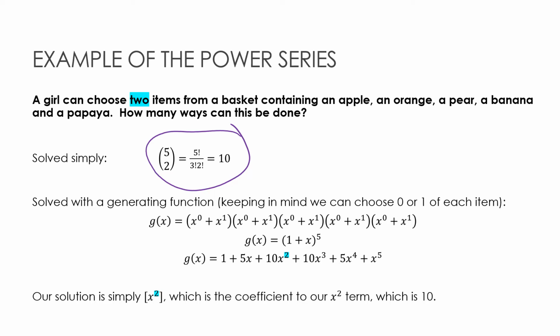So, solved simply, I've got 5 items to choose from. I'm choosing 2 of them. So, 5 choose 2. And we all know 5 choose 2 means 5 factorial over 3 factorial times 2 factorial, which in fact is 10. Great, no problem.